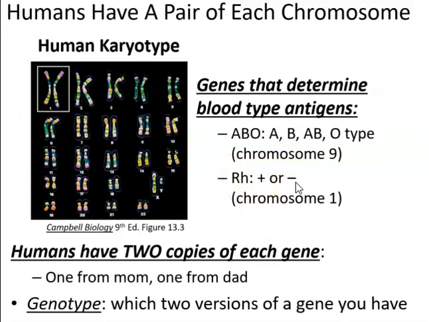So humans have 2 copies of each gene, again, one coming from mom, one coming from dad. And we consider the genetic makeup of a person their genotype. So genotype is the genetic makeup of the genes that they receive from each parent. It just says which 2 versions of a gene you have, again, one coming from mom, one coming from dad.